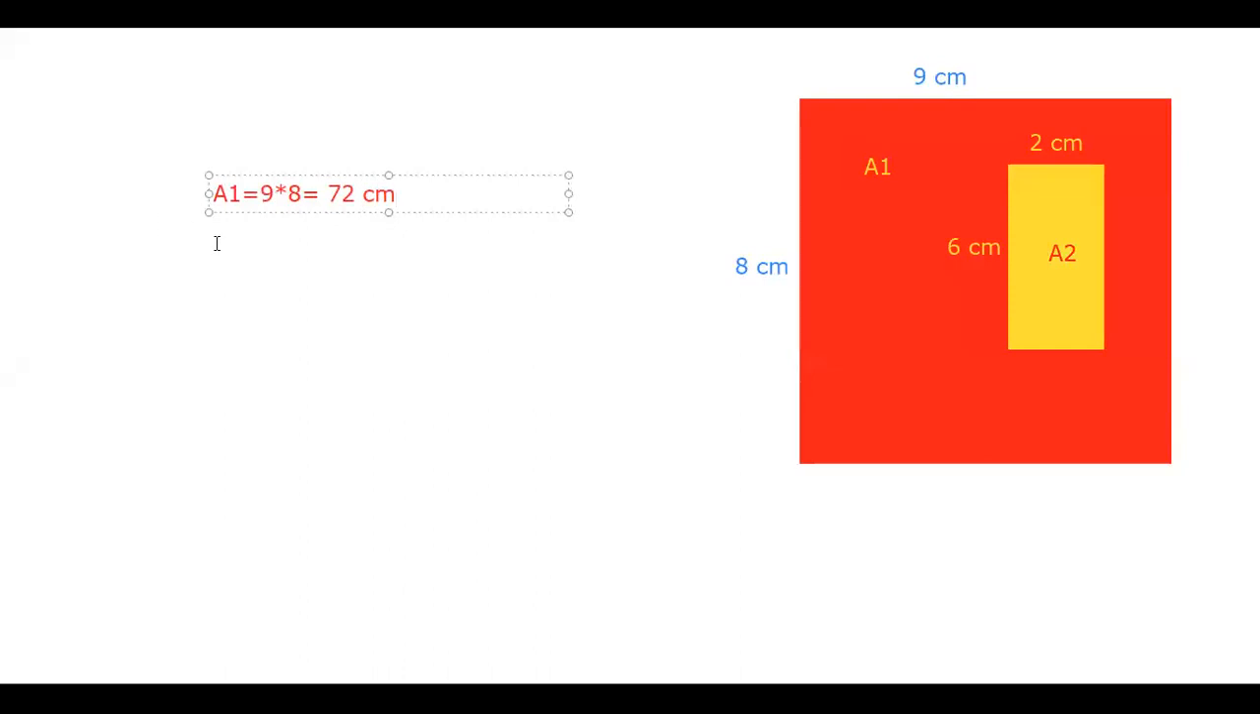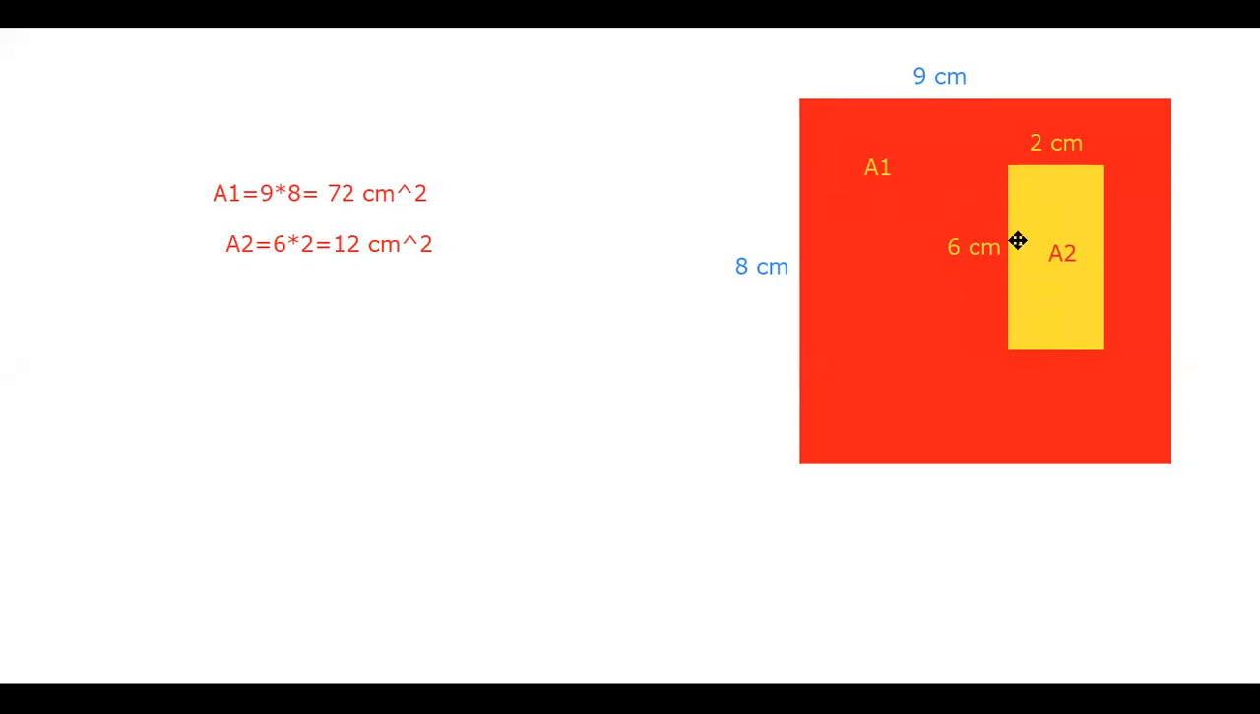Now, area 2 is actually 6 times 2, which is 12 centimeter. Sorry, the units, by the way, are wrong. I'm going to fix them now. Centimeter square, and here also centimeter square.